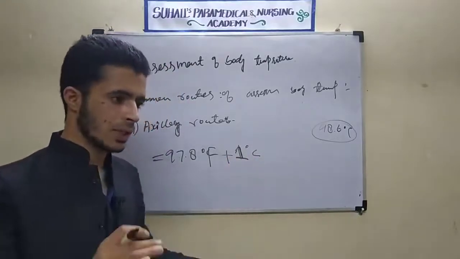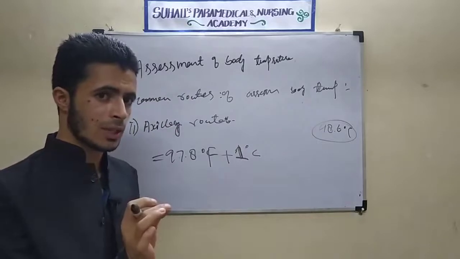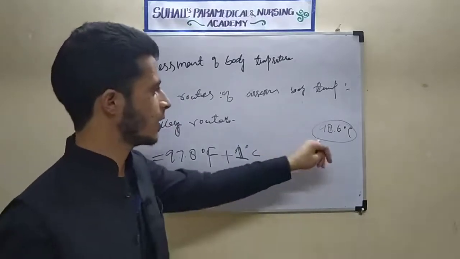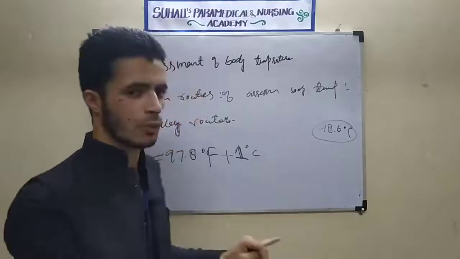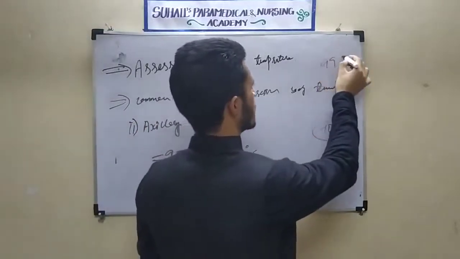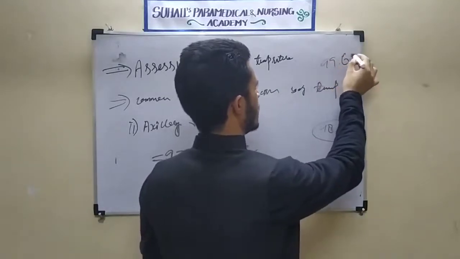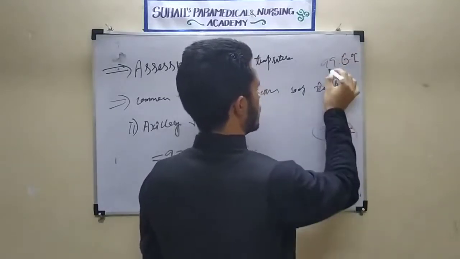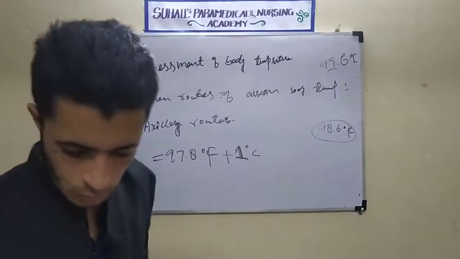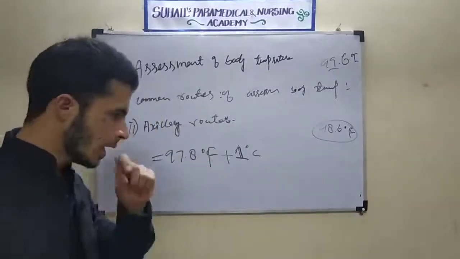If it is rectal, we are putting it inside the rectum, and in the rectum there is very high blood supply, so the reading increases by 1 degree. So in case of rectal we are subtracting 1 degree Celsius, and it will be 99.7, 99.6 degrees Fahrenheit. Okay, so we will subtract 1 degree Fahrenheit.